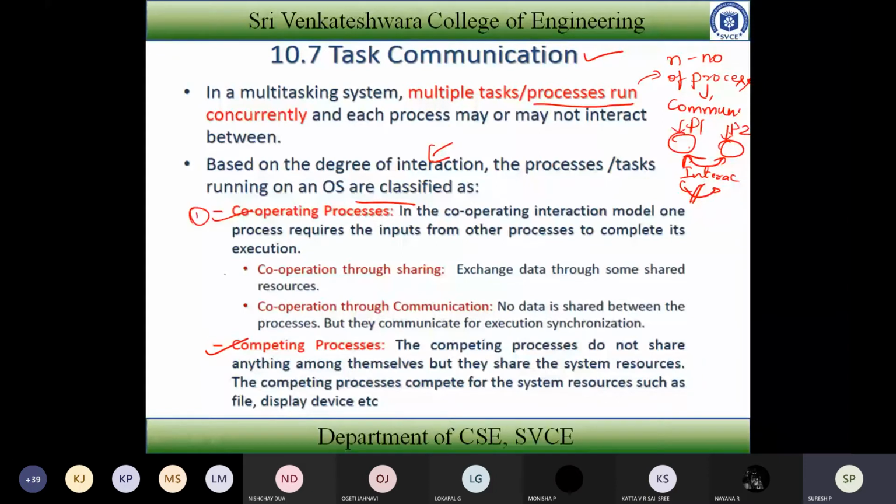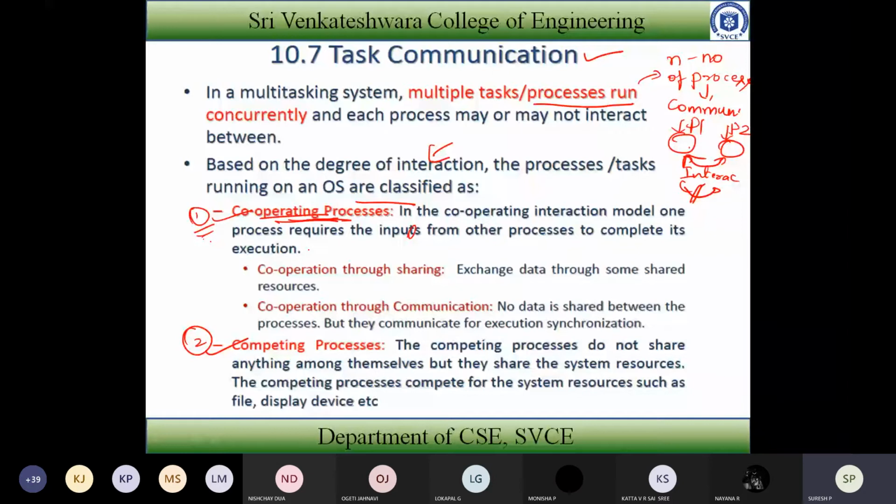Let us discuss what we mean by a competing process. In this model, as the name indicates, we have cooperating processes. A cooperating process is one where a process requires input from another process to complete its execution. So you're going to have two processes running.